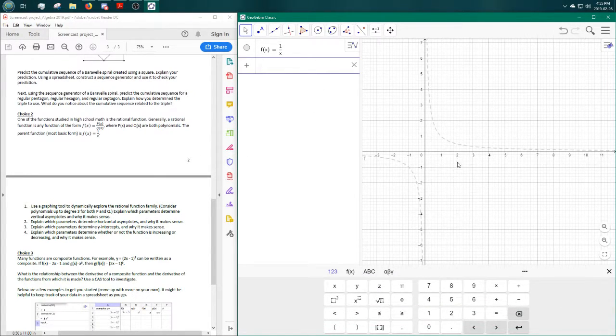So what we're going to do, and vertical asymptotes, an asymptote, of course, is a line that runs vertically or horizontally that the graph cannot cross. It can get extremely close, but it can't cross it. And we can see that here. We have one horizontal and one vertical.